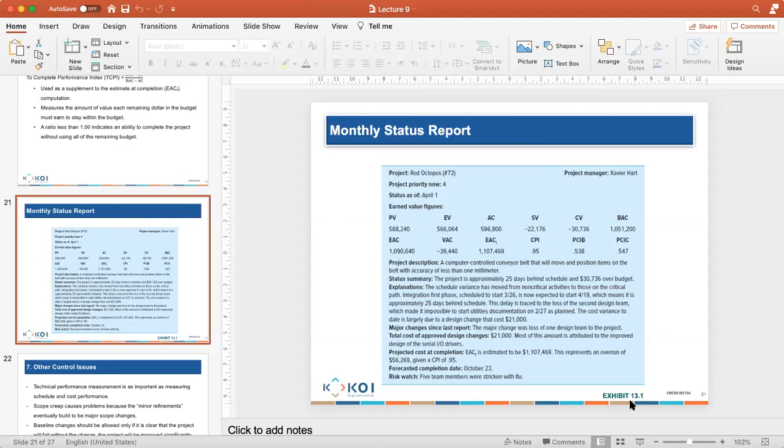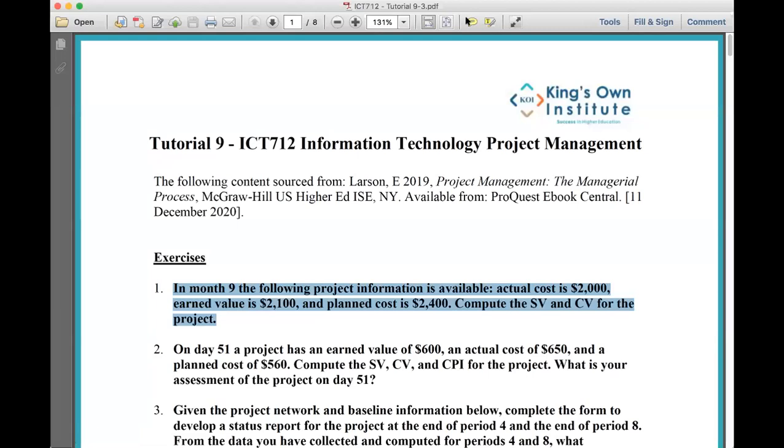That's the first exercise. The first one is very, very simple, so spend a minute to try to get me the answer. In month 9, the following project information is available. Actual cost is 2,000, earned value 2,100, planned cost is 2,400. Compute the cost variance and the schedule variance for the project. I'm going to give you a minute to calculate that, and then let's discuss the answers.